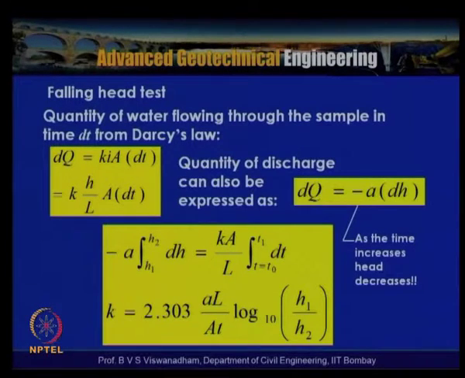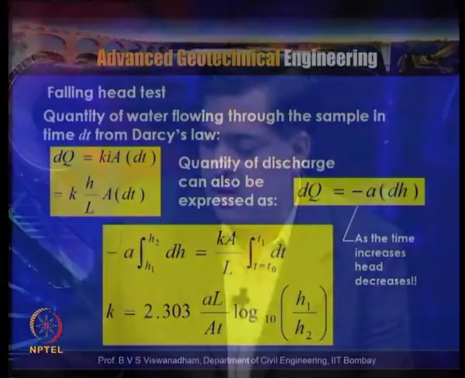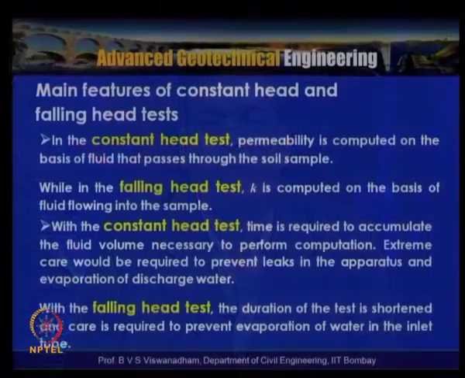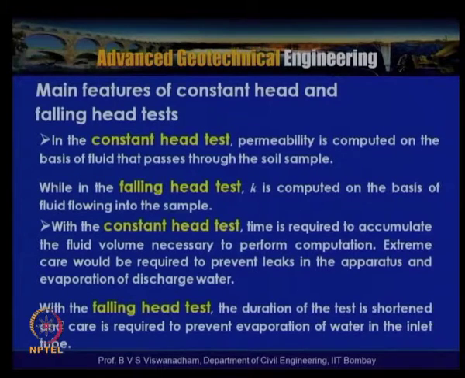So this is the expression which is required to be used for a falling head test. The main features of the constant head and falling head test include: in the constant head test the permeability is computed on the basis of fluid that passes through the soil sample, while in the falling head test K is computed on the basis of the fluid flowing into the sample.